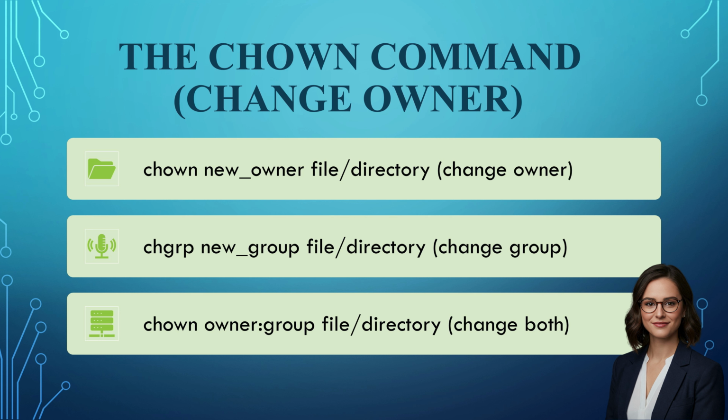Another important command is chown, which stands for change owner. This command allows you to change the ownership of a file or directory. You typically need root privileges, administrator access, to use chown. The basic syntax is chown new_owner file_directory. For example, chown user1 document.txt changes the owner of document.txt to user1. You can also change the group ownership using chgrp new_group file_directory, or change both owner and group with chown user1:group1 file_directory.